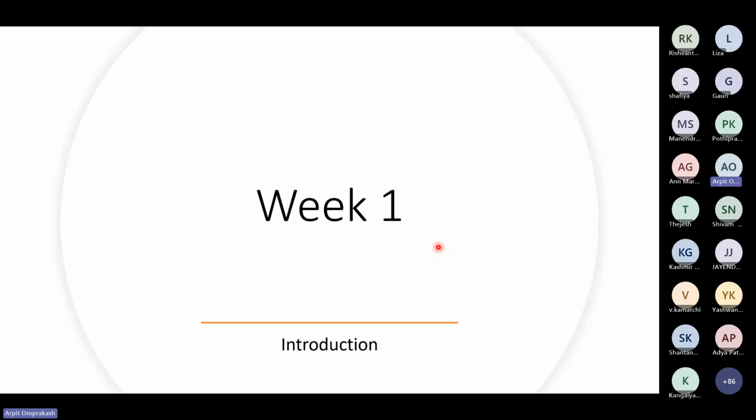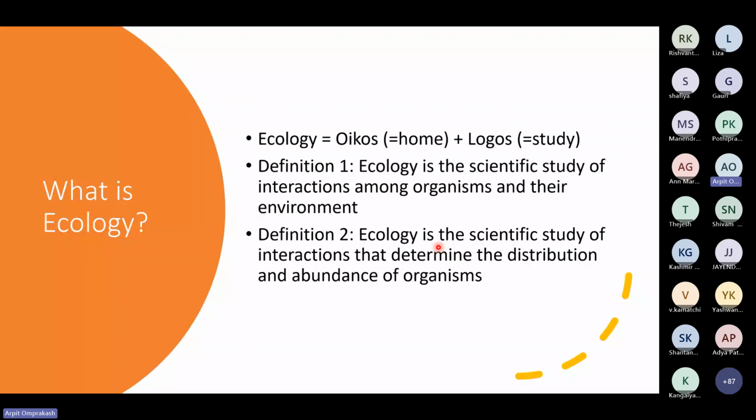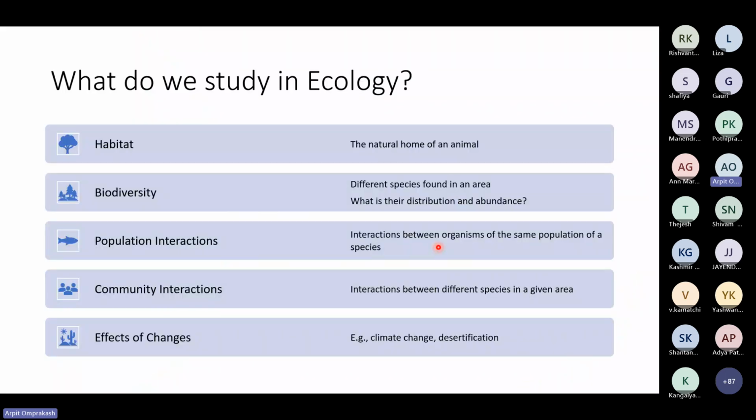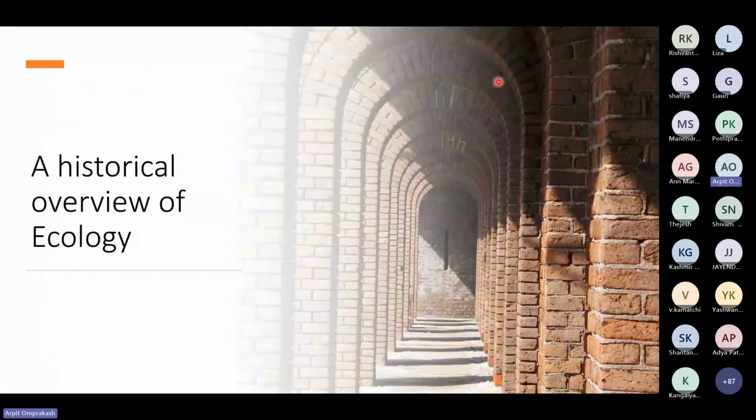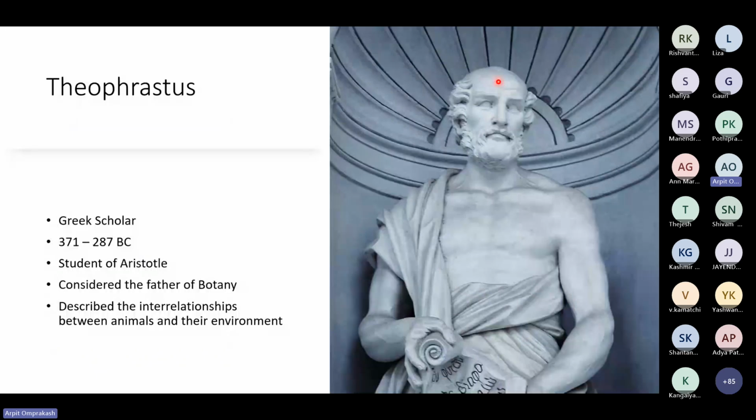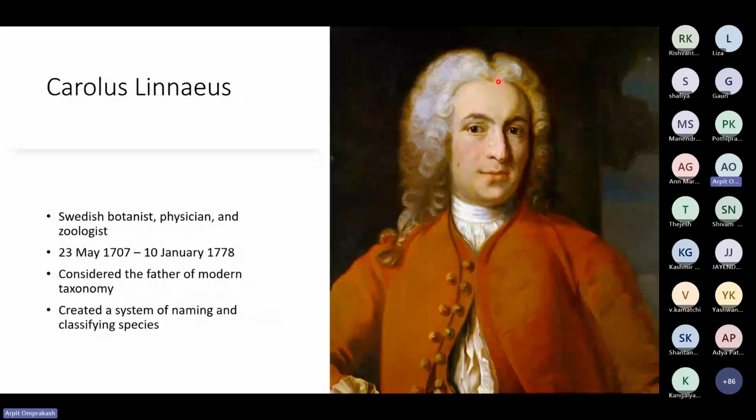I'll just flash all the slides again. If anyone has any issues or questions in any of the slides, please ask. Feel free to unmute yourself and ask. Basically, what is ecology? What are the different things we study in ecology, such as habitat, biodiversity, population interactions, community interaction, and the effect of changes. The three major approaches to ecology. A historical overview where we talk about different people and what they did.